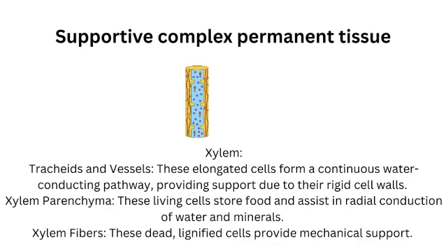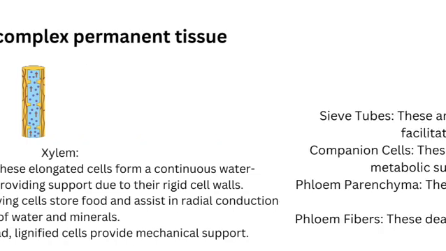Xylem. Tracheids and vessels. These elongated cells form a continuous water-conducting pathway, providing support due to their rigid cell walls. Xylem parenchyma. These living cells store food and assist in radial conduction of water and minerals. Xylem fibers. These dead, lignified cells provide mechanical support.